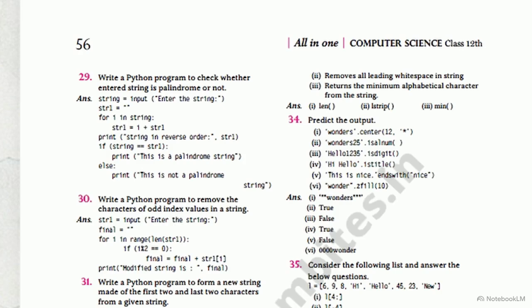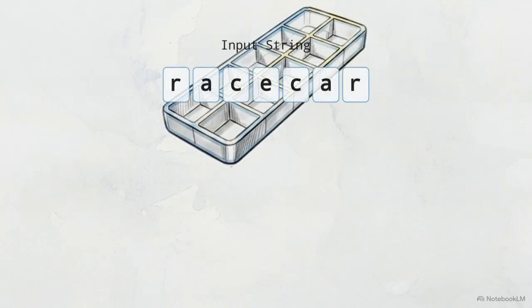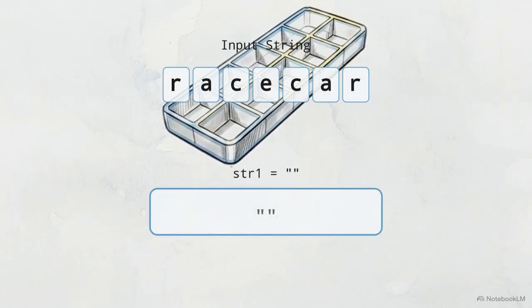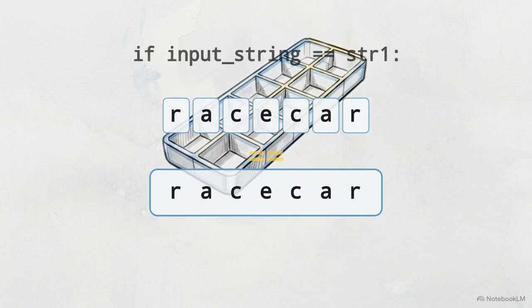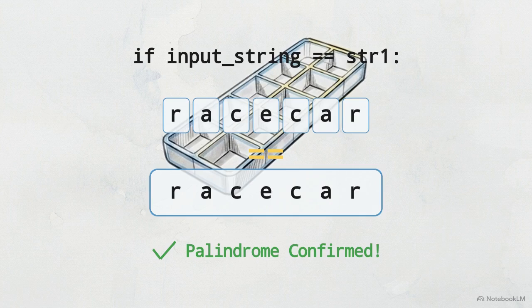Let's apply these concepts to a practical challenge. Here is a program from the text designed to check if a string is a palindrome, a word that reads exactly the same forwards and backwards. The algorithm initializes an empty string variable. It loops through the original string, adding each character to the front of the new variable, building it backwards. Finally, an if statement compares the rebuilt string to the original input. If they match, we confirm the palindrome.